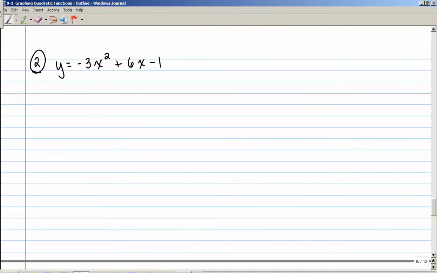Here we have the function y equals negative 3x squared plus 6x minus 1. Let's identify our a, b, and c. a is negative 3, b is 6, and c is negative 1. Maybe you noticed in the last problem we didn't do anything with c. Well, not in this section, we will later on use c.